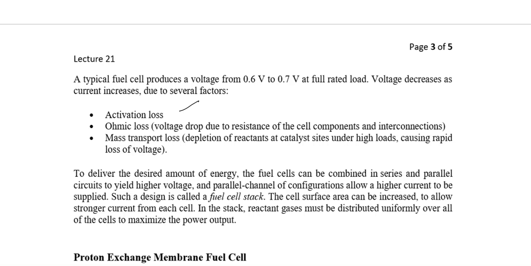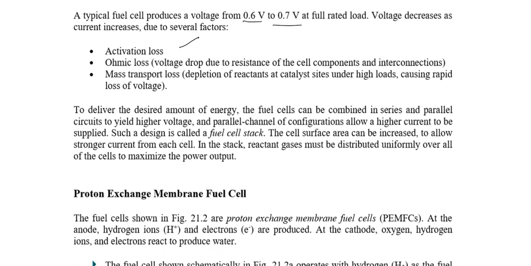Having said that, a fuel cell produces a voltage of 0.6 volt to 0.7 volt. Definitely, it's not that much voltage, so we would be combining fuel cells in series or parallel, and that's what we call a fuel cell stack. The cell surface area can be increased to allow stronger current from each cell in the stack. Reactant gases must be distributed uniformly over all cells to maximize the power output. Obviously these are the problems and challenges towards the integration of the fuel cell into the normal electrical vehicle or even portable power.